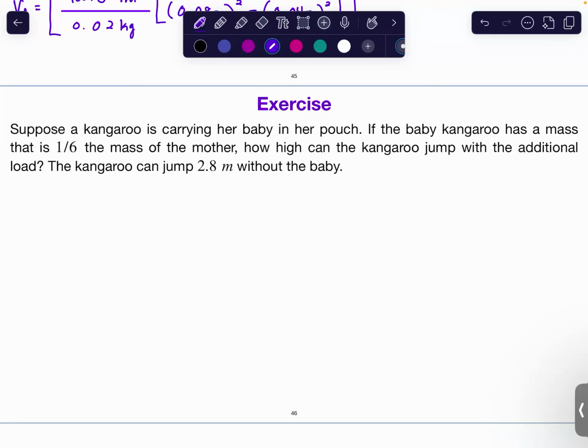You think you have enough information to solve this problem? I don't know. You've got to figure out how much the mother kangaroo weighs. Yeah, there's no way to figure that out. I was going to say, just use an average mother.